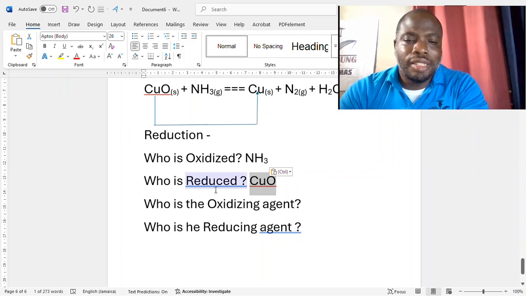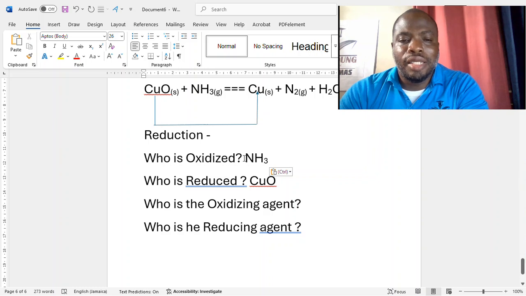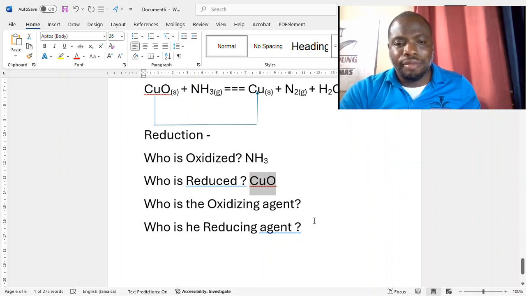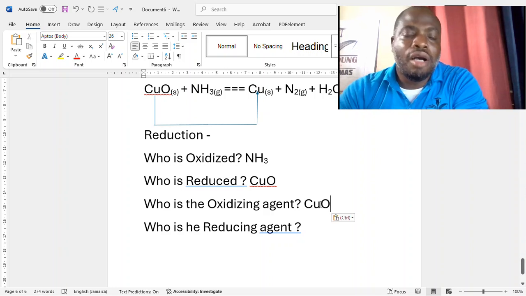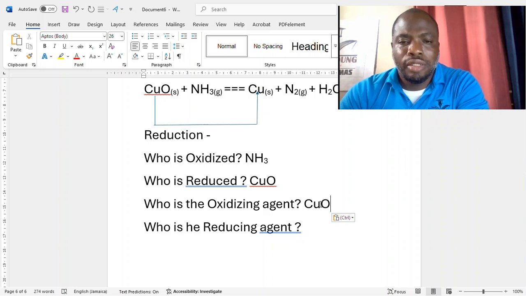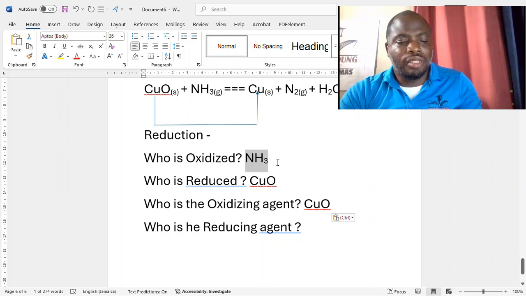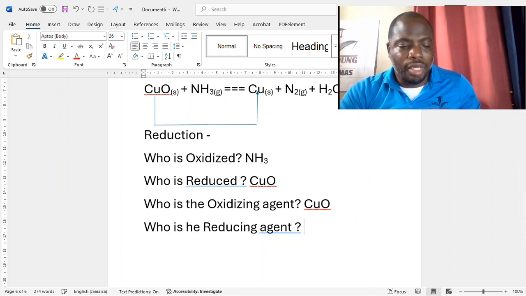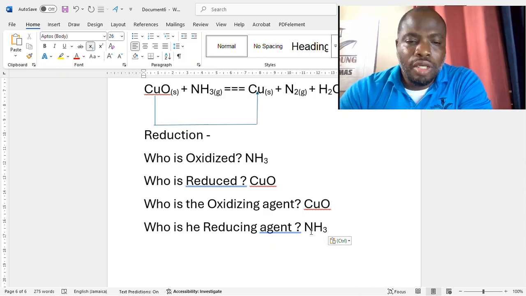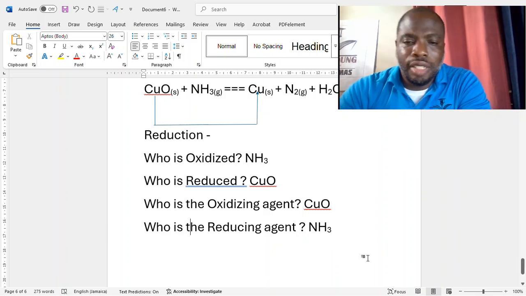So we did establish that if a compound is being oxidized, the other compound is what is causing it to be oxidized. So it is the copper oxide that is the oxidizing agent. It is what is causing the ammonia to lose electrons. And likewise, the ammonia is what is causing the copper in the copper oxide to gain electrons, so that is the reducing agent.